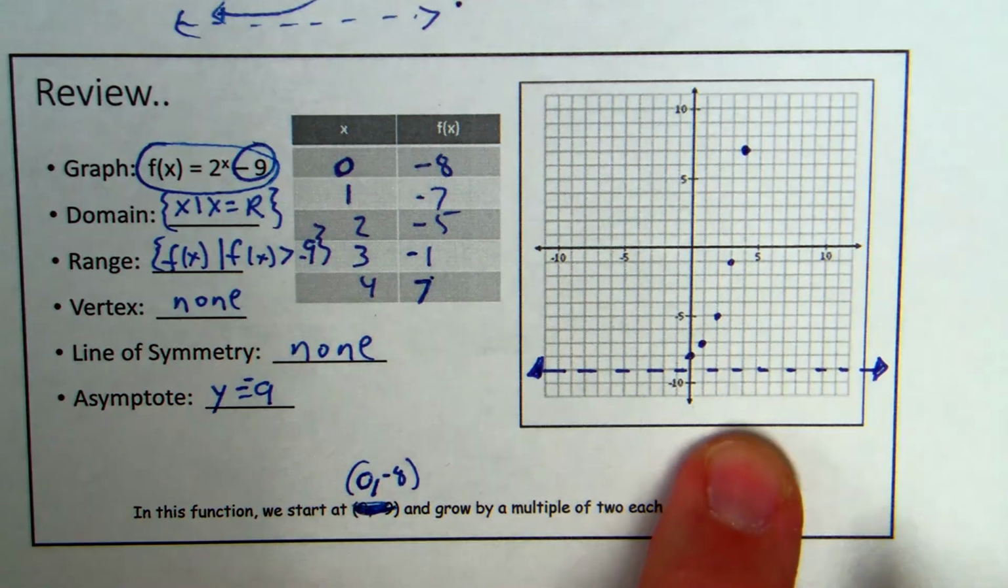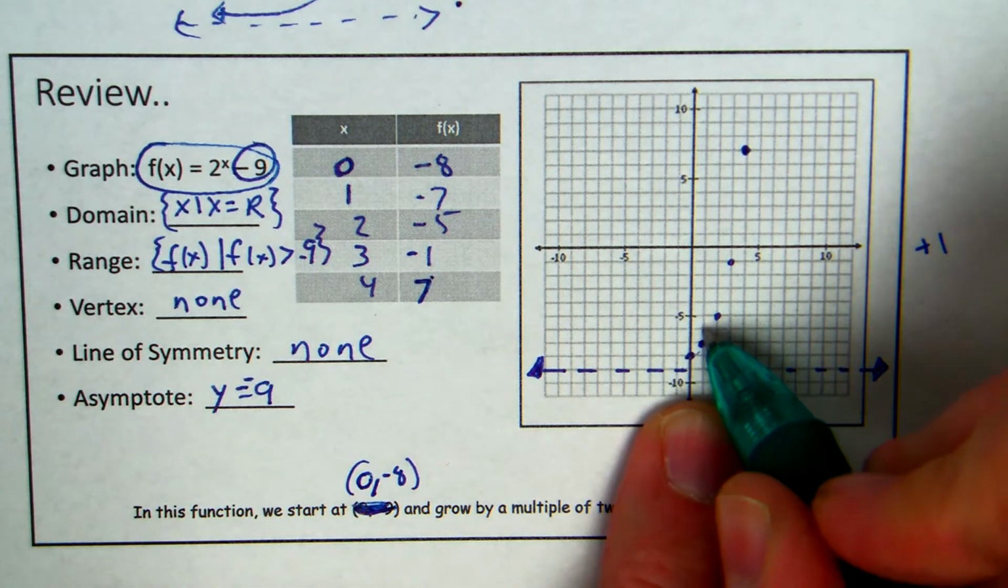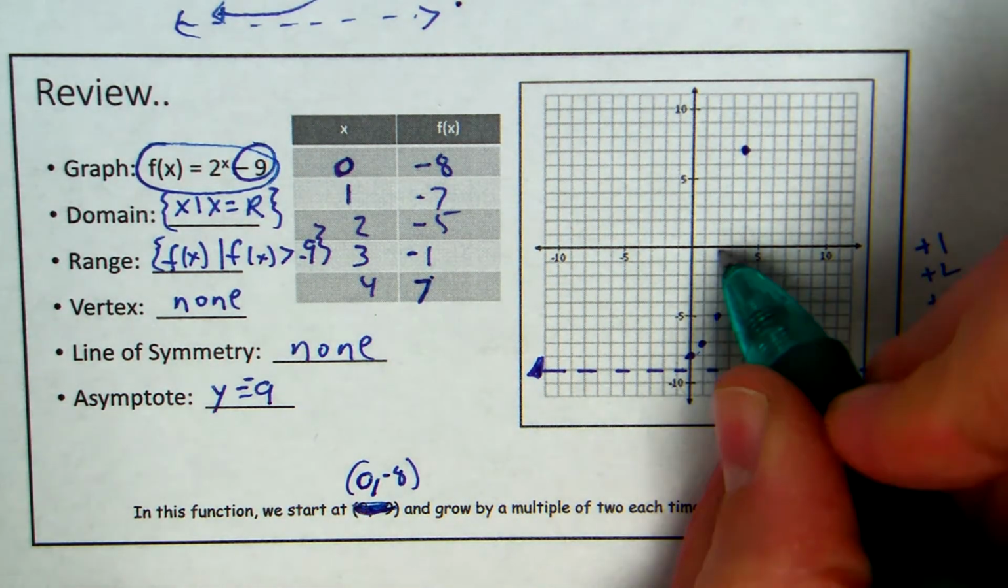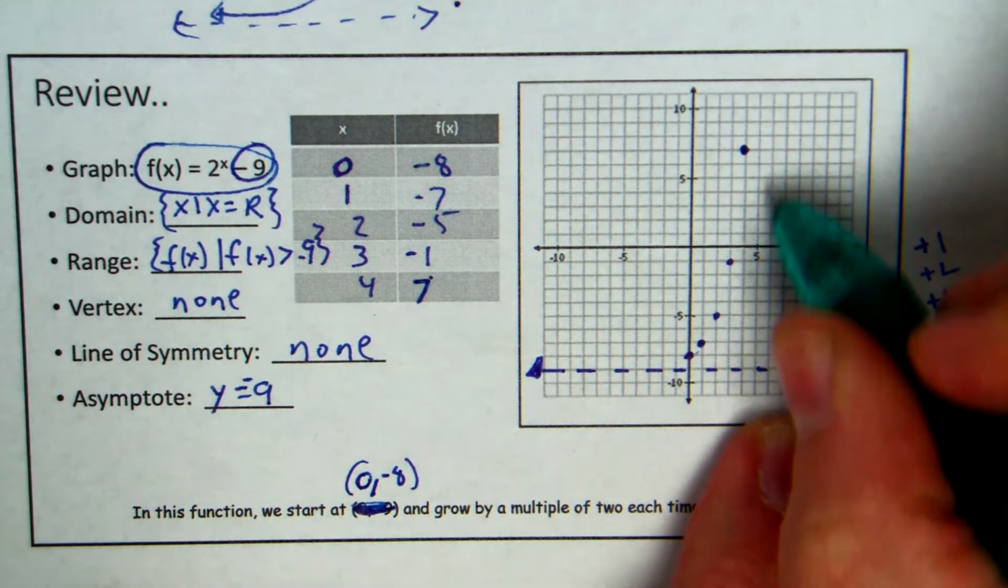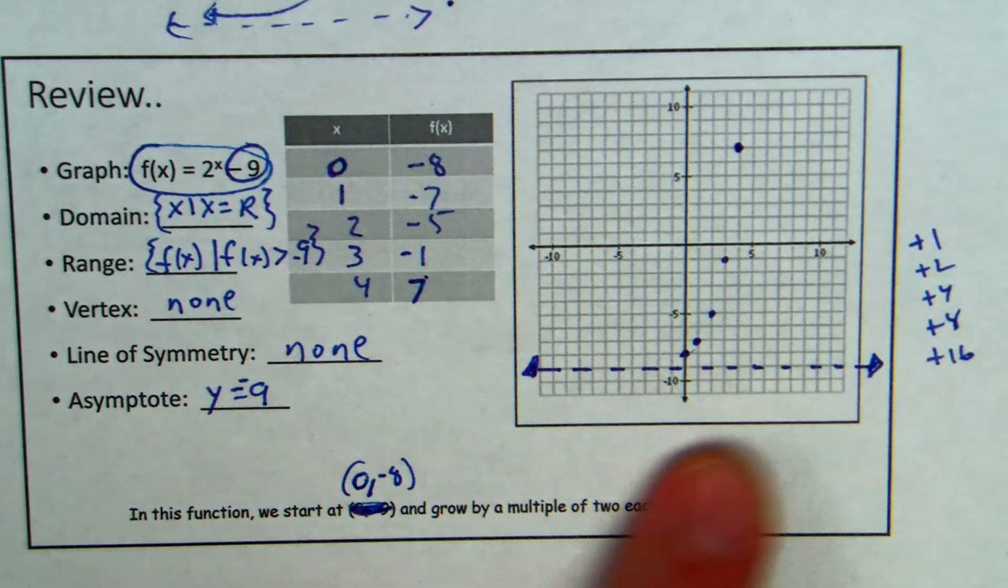Notice your growth pattern here. You grew by +1 from 0 to 1, +2 from 1 to 2, +4 from 2 to 3, +8 from 3 to 4, and it's safe to assume our next growth will be +16.